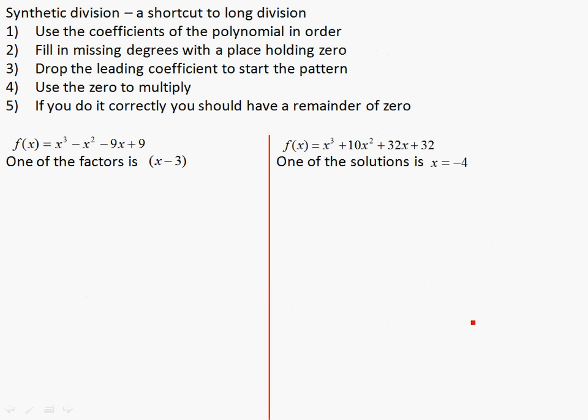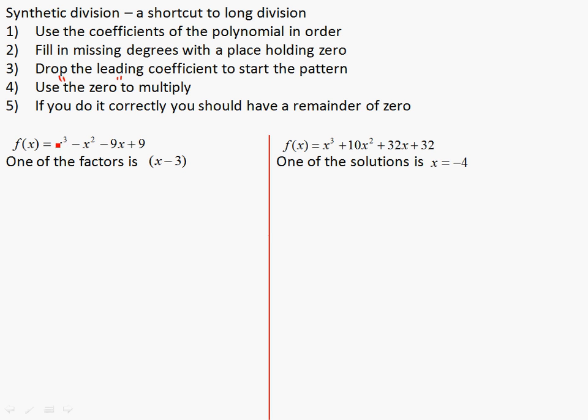Alright. Okay. So synthetic division. And today I don't think we're doing anything that is not going to work right, but I'm already giving a heads up for tomorrow. We have to use the coefficients of the polynomial in order. We need to fill in missing places, but we won't deal with that today. And then you start the pattern by dropping the leading coefficient. You're using the 0 to multiply, and then if you do it correctly, you should have a remainder of 0.